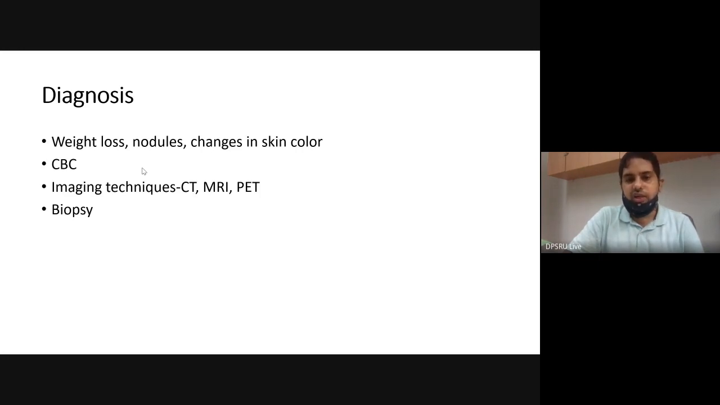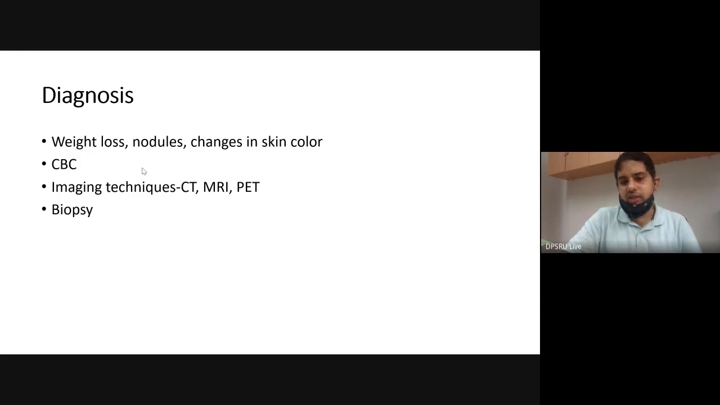Imaging techniques, like CT, MRI, and PET, we use where we would like to see, particularly, if there is cancer in the bones or the spine. So these imaging techniques help. But of course, the gold standard for the detection of cancer is biopsy. The test which will tell us whether this person has cancer or not is biopsy.